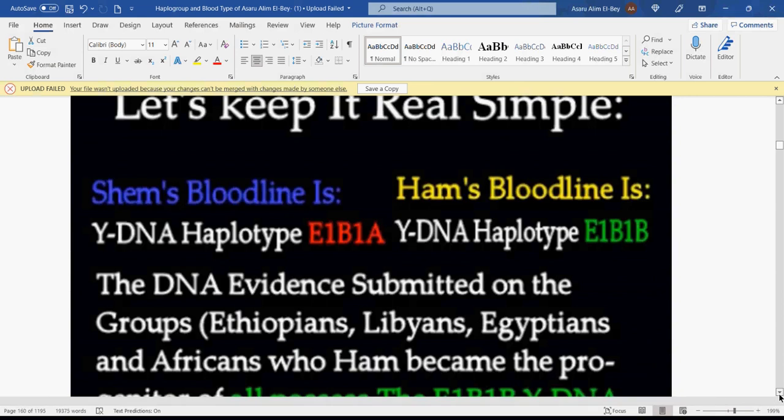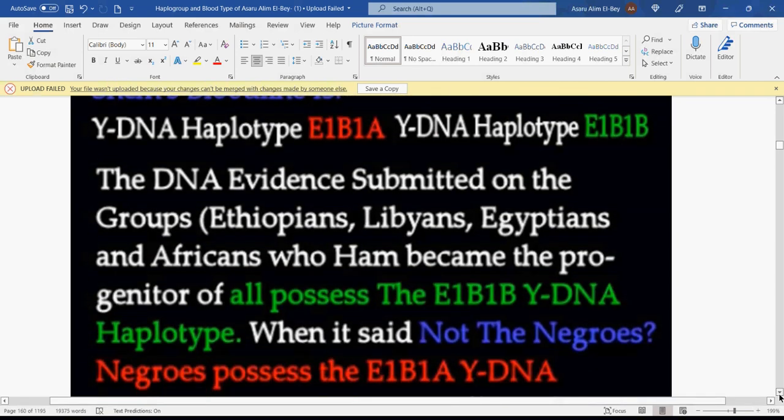Shem's bloodline is Y DNA haplogroup E1B1A. Ham's bloodline is Y DNA haplogroup E1B1B. So we have European looking people who have Hamitic E1B1B haplogroup. But they're not E1B1A, which is the Israelites, Hebrew Israelites, Judea. They are Esau, Edomites.